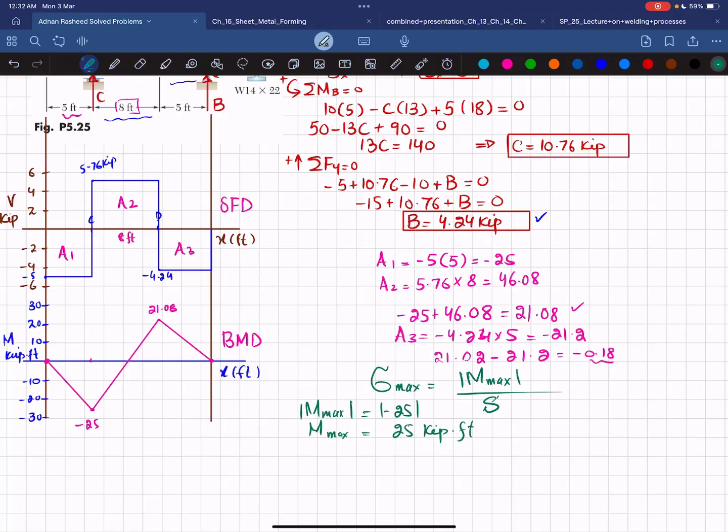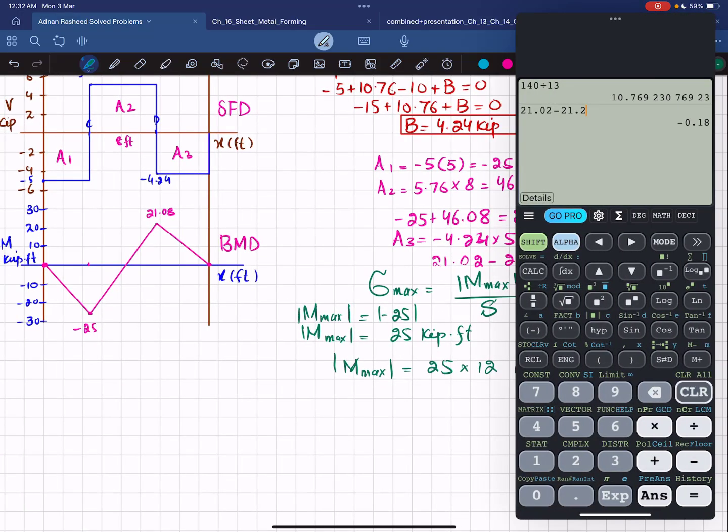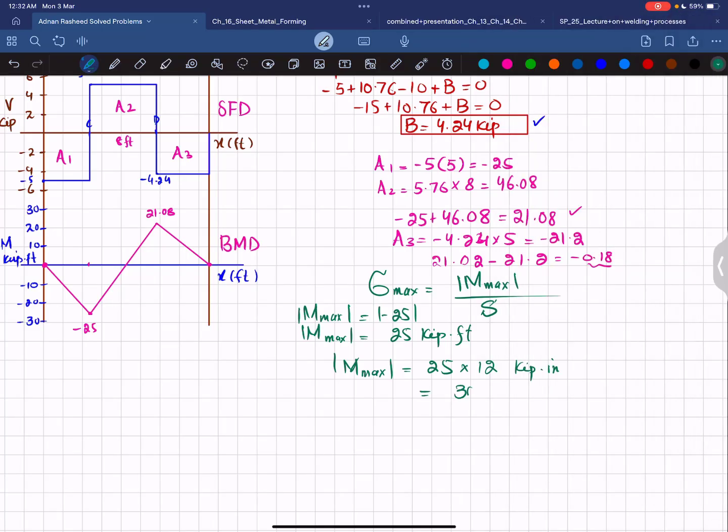Converting this feet into inch, I can write maximum absolute value of bending moment is equal to 25 kips multiplied by 12. 1 feet is 12 inch, so it will be kips into inch. So 12 multiplied by 25 will give you 300. So it will be 300 kips into inch.